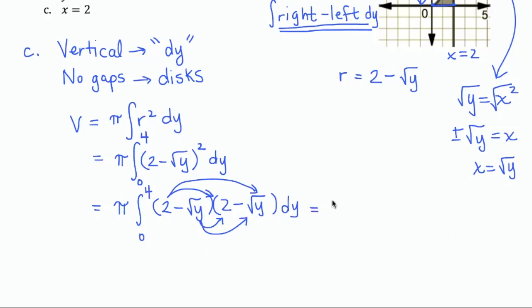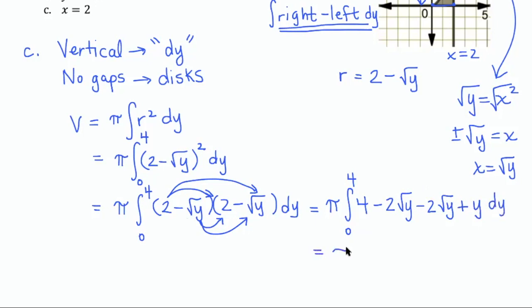When you do that, if you do it properly and simplifying as you go, you're going to have 2 times 2 is 4. Then you get minus 2 square roots of y. Then you get another minus 2 square roots of y, and then plus the square root of y times the square root of y, which is just y.